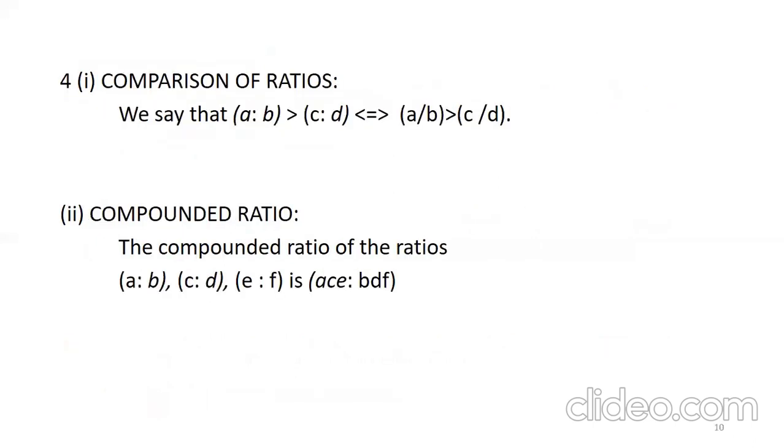Comparison of ratios. See, if a ratio A is to B is greater than C is to D, then automatically A by B will be greater than C by D. What is meant by compounded ratio? The compounded ratio of three ratios is nothing but ACE is to BDF: the product of the first terms of all the three ratios is to the product of the second terms of all the three ratios. That is called the compounded ratio.